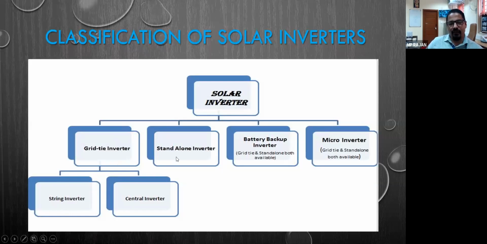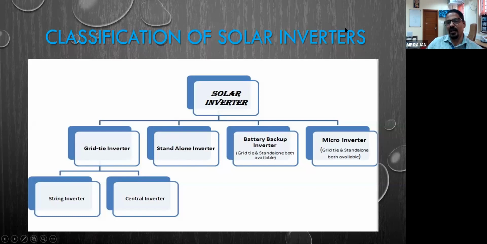Then the inverter which is used in the standalone off-grid power system. So in an off-grid power system, a special type of inverter is used, that is called standalone inverter. And the third type of inverter is called battery backup inverter. The battery backup inverter is used for both. Mostly it is the hybrid we can say. We already studied that grid tie can be hybrid, standalone can also be hybrid. Hybrid means another power source is also connected to the system. So in both cases we can use the battery backup inverter.